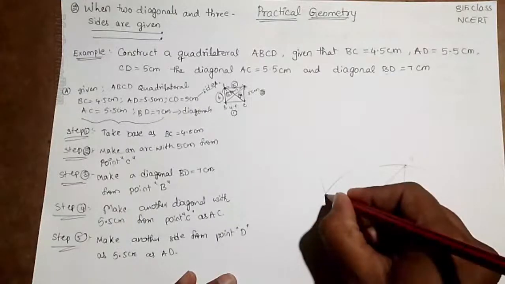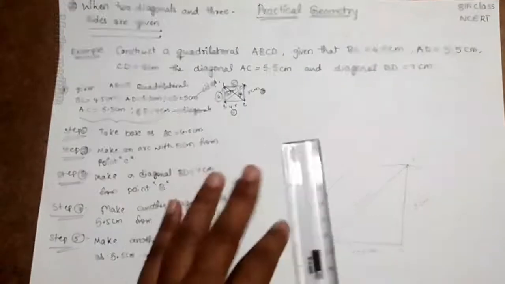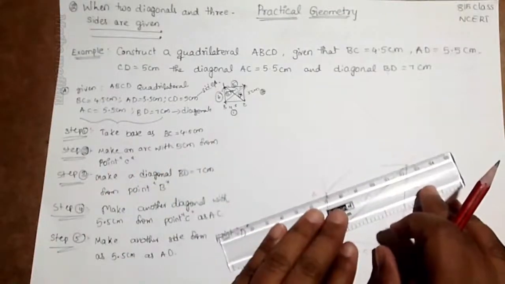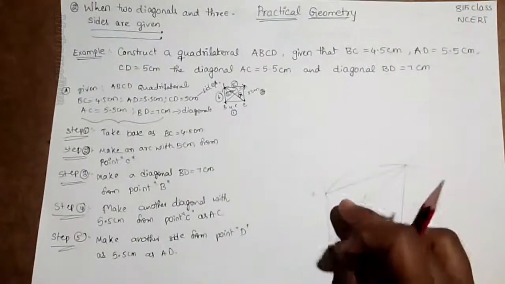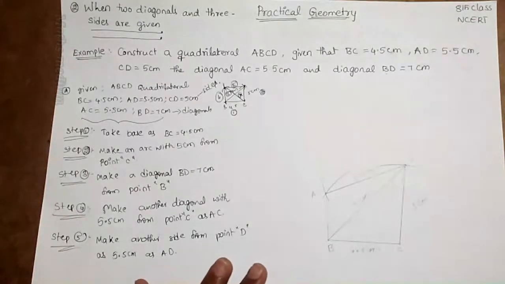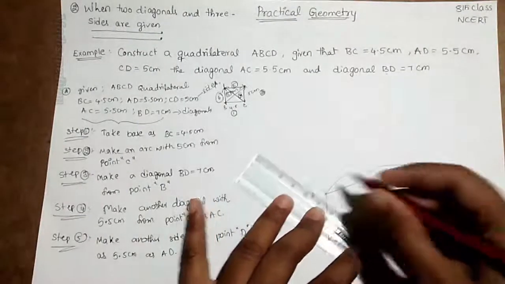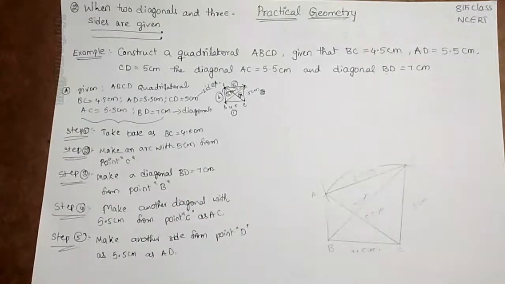Say that point as A. So this is the A. Now join AB and BAD. So here AB we don't know how many centimeters it is, but AD we constructed with 5.5 centimeters, and another diagonal we make from C, that is AC equal to 5.5 centimeters. So we get a kite here. See, this type of construction is on kites, but it is similar to a kite, but it is a parallelogram.